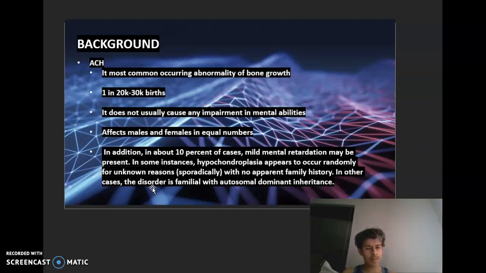In some instances, achondroplasia appears to occur randomly for unknown reasons, sporadically, with no apparent family history. In other cases, the disorder is familial with autosomal dominant inheritance. In other words, in some cases, this condition does not need to be inherited. It can happen on its own through a mutation. It is possible for neither parent to possess this gene, and it can still occur.